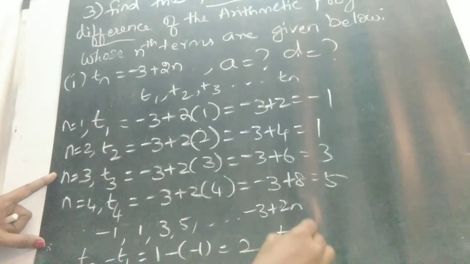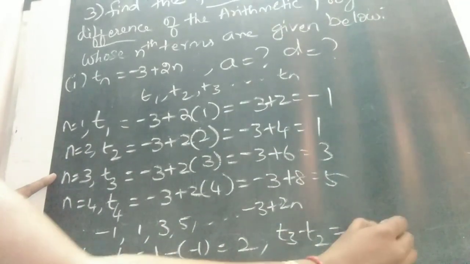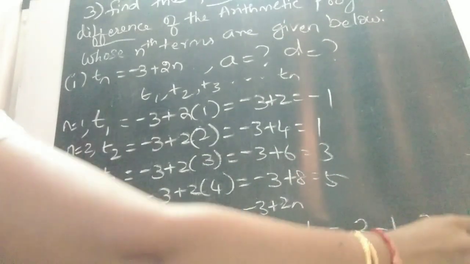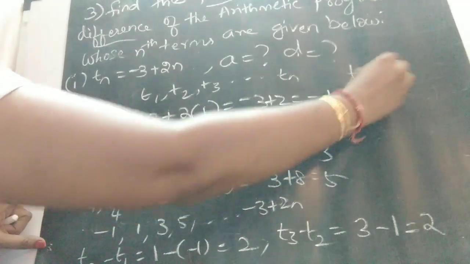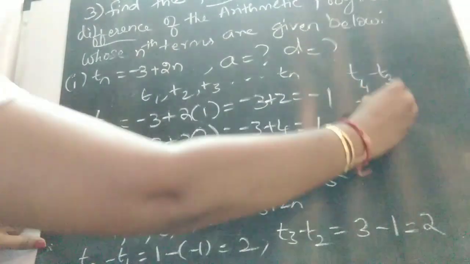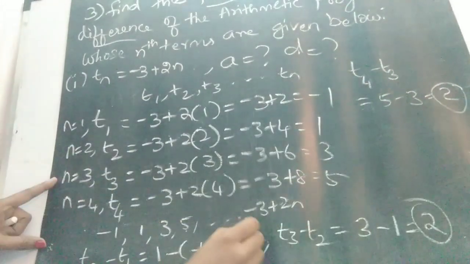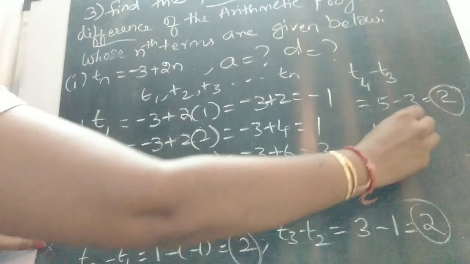Similarly, T3 minus T2. What will be your T3? Here given as 3. 3 minus 1, which is again 2. Similarly, T4 minus T3. What is T4 minus T3? 5 minus 3, which is again 2. So in all these terms, you get the D as 2. Your D value is 2.